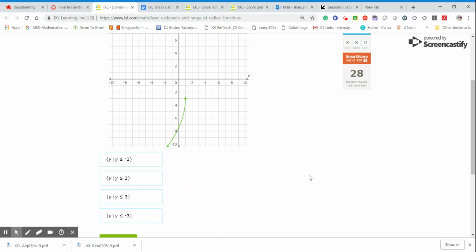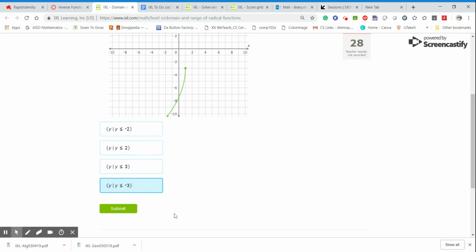Now for this one, you're talking about range. So for range, you're going to look at the y-axis, the y value. So the y value starts with negative 3, includes negative 3, and goes downward, which means smaller, right? So y has to be less than or equal to negative 3.